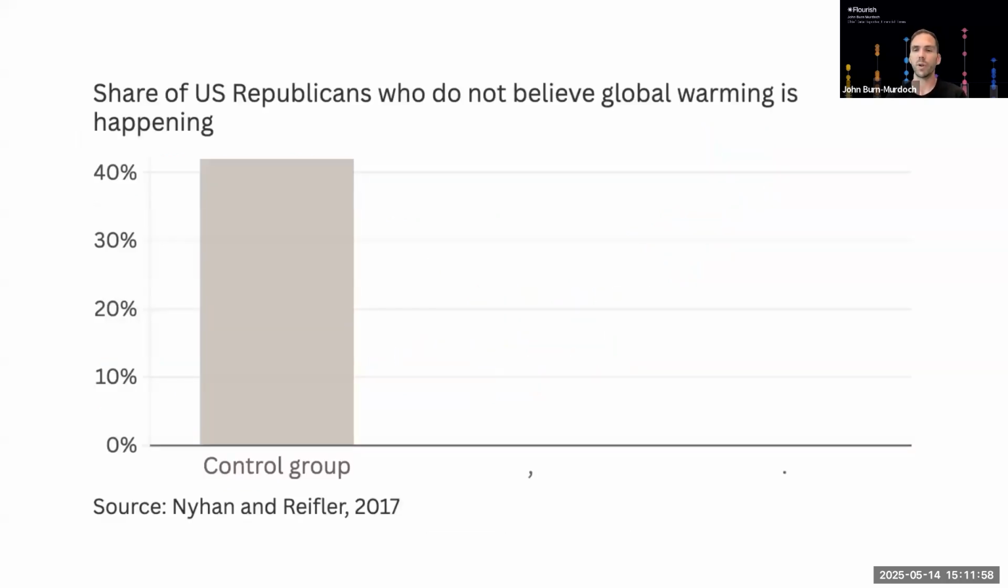So here's your control group, the group who was simply asked, do you believe global warming is happening? And about 40% of these US Republicans said they do not believe it's happening. So this is essentially our baseline. We've got a fairly climate skeptic group here.